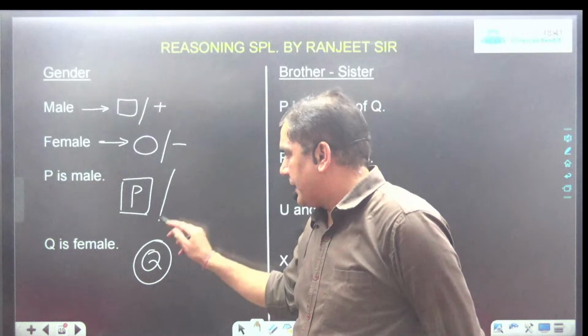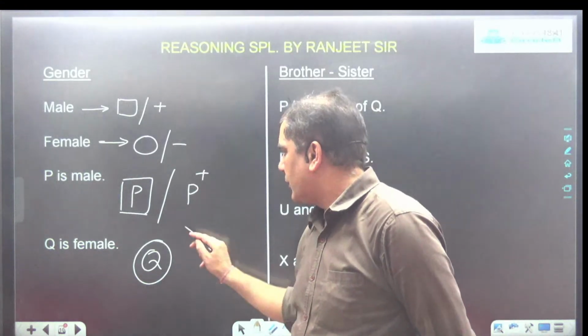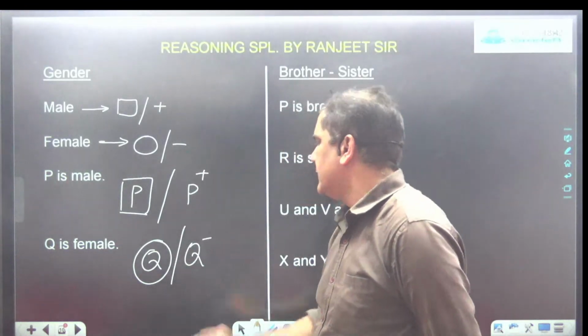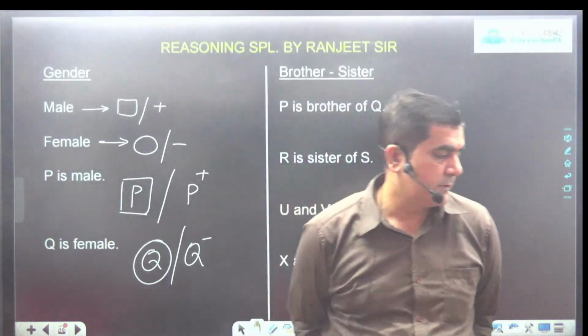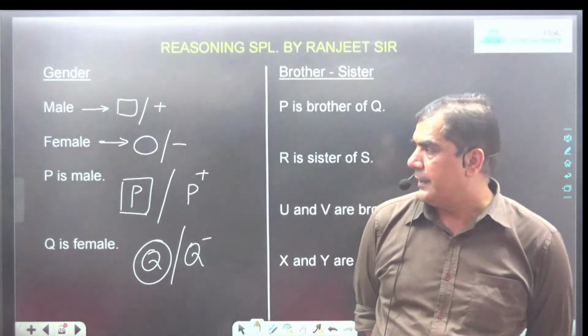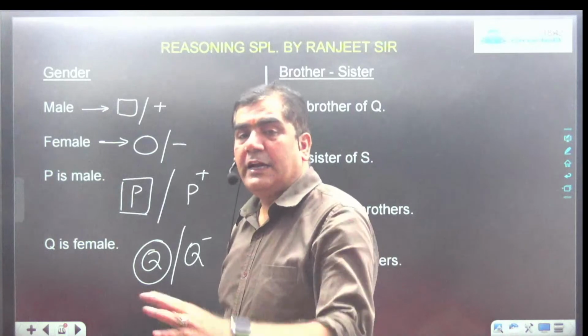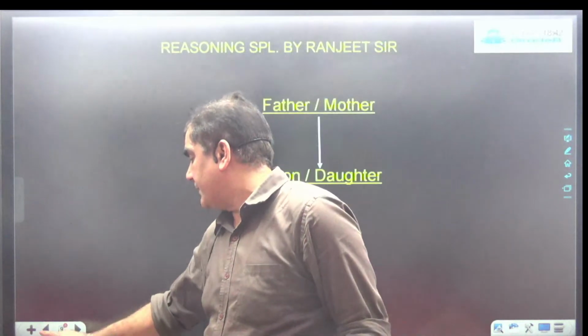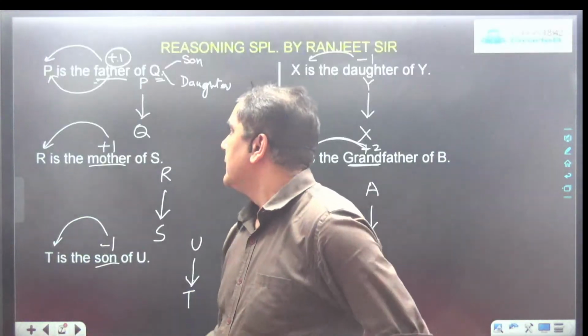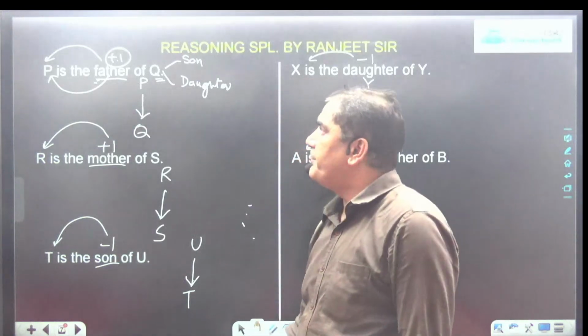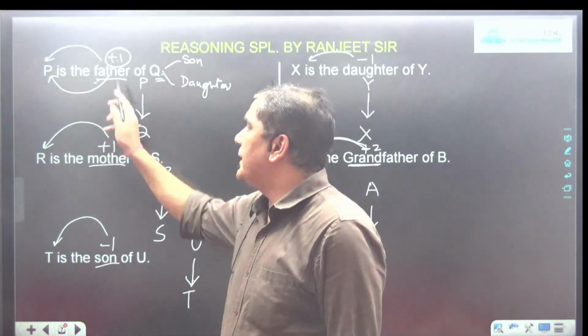You can write like this also, P plus or Q minus. It's up to you. Clear? Now, let's go back to the first statement once again. See here what they have given. Here they have given P is the father of Q. So who will be the father? P.